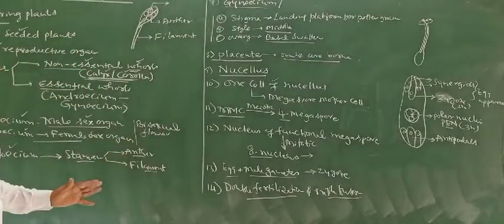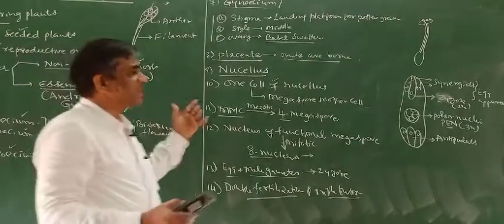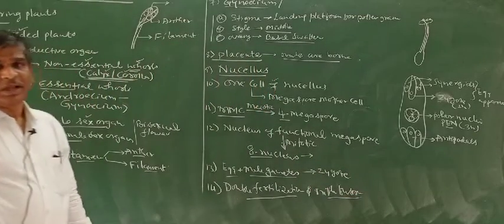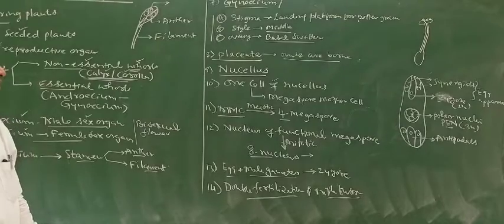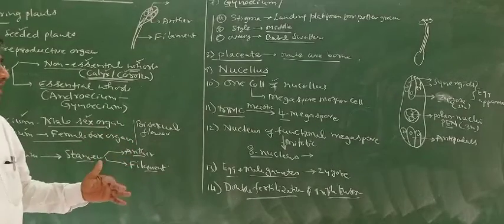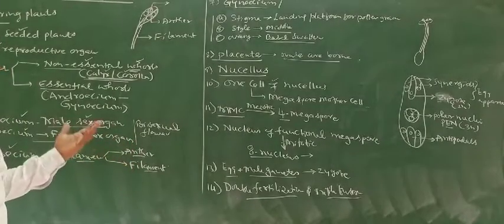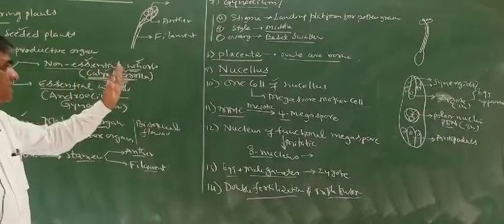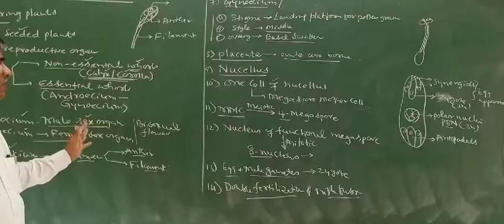Not only that, the entire life cycle of angiosperms is completed, and angiosperms are divided into two classes. One is called monocotyledonous plants and another is called dicotyledonous plants. Monocotyledonous and dicotyledonous are the two classes of this division, angiosperms. So with this, the general characteristics of angiosperms are over.